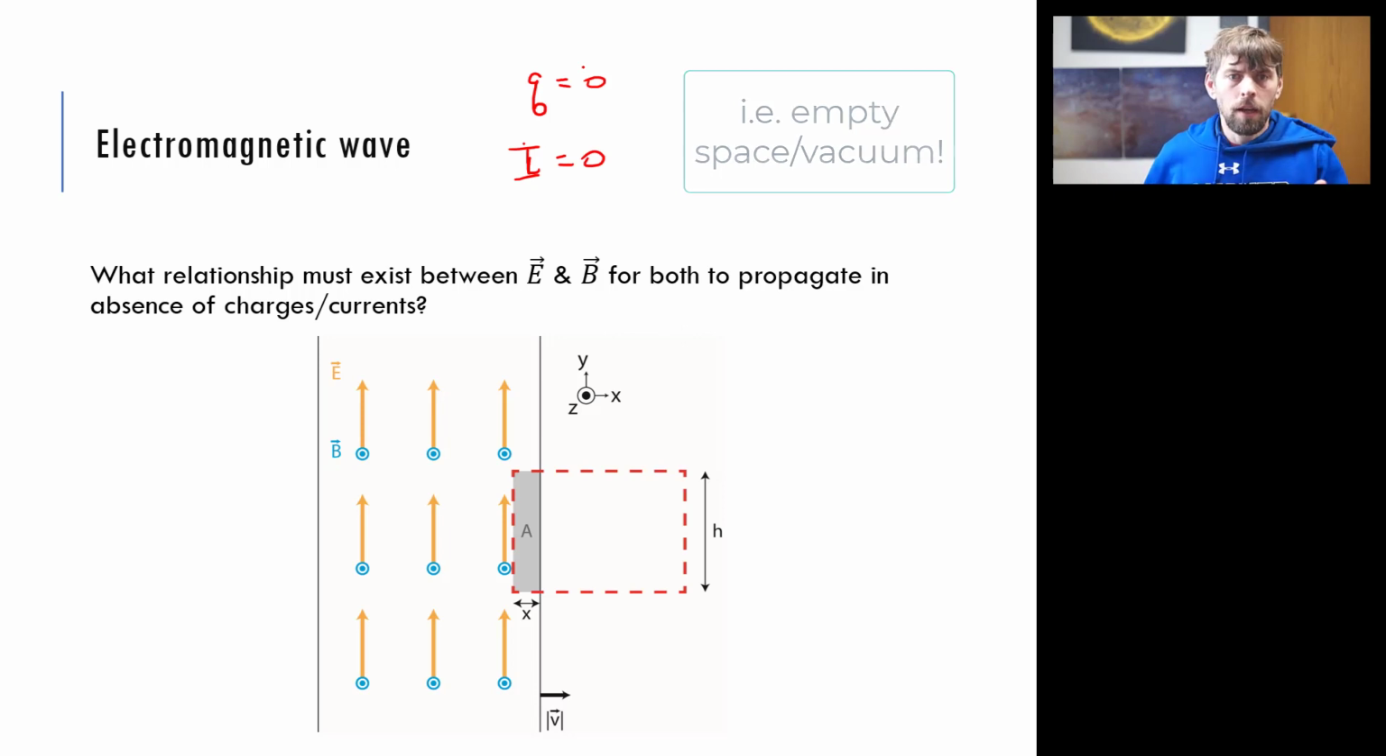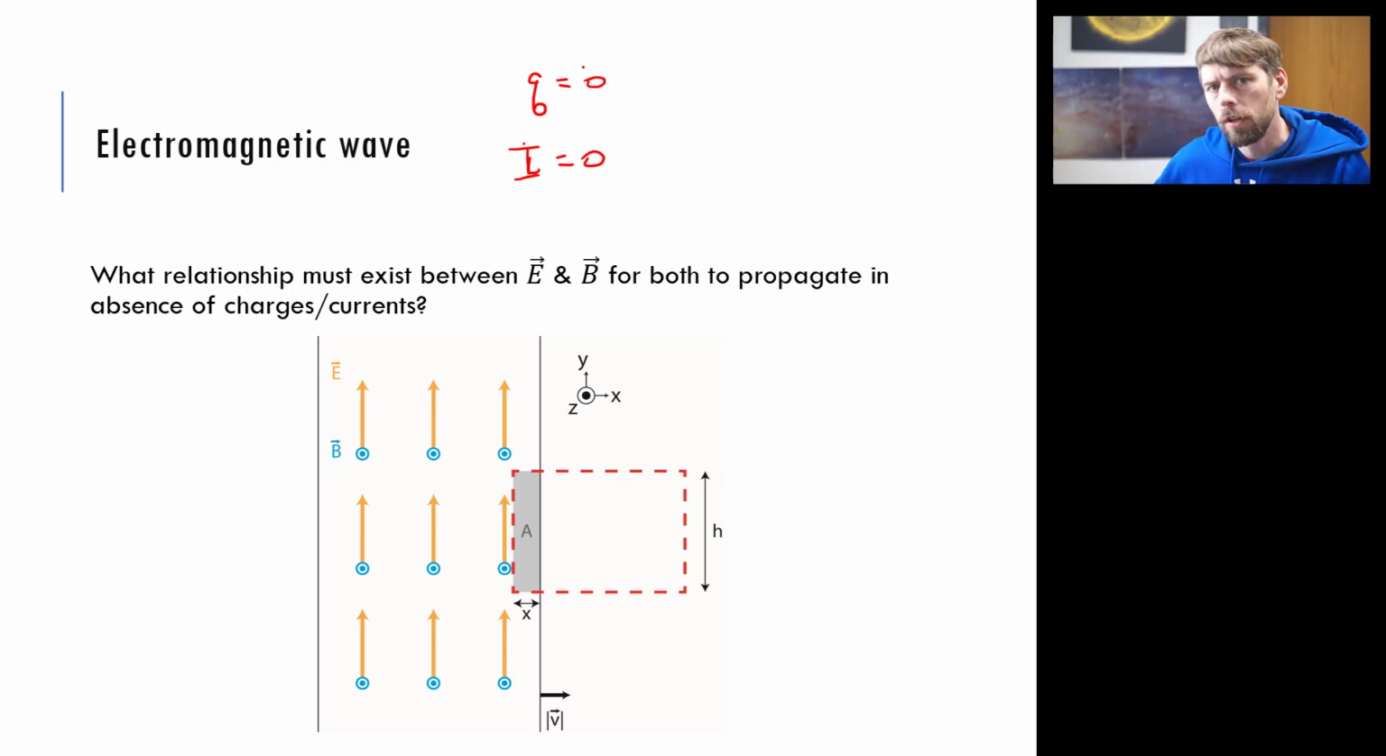And so let us apply Faraday's law. We will apply Maxwell's correction to see what relationship must exist between the electric and the magnetic fields. Now I have set up for you here our starting point.